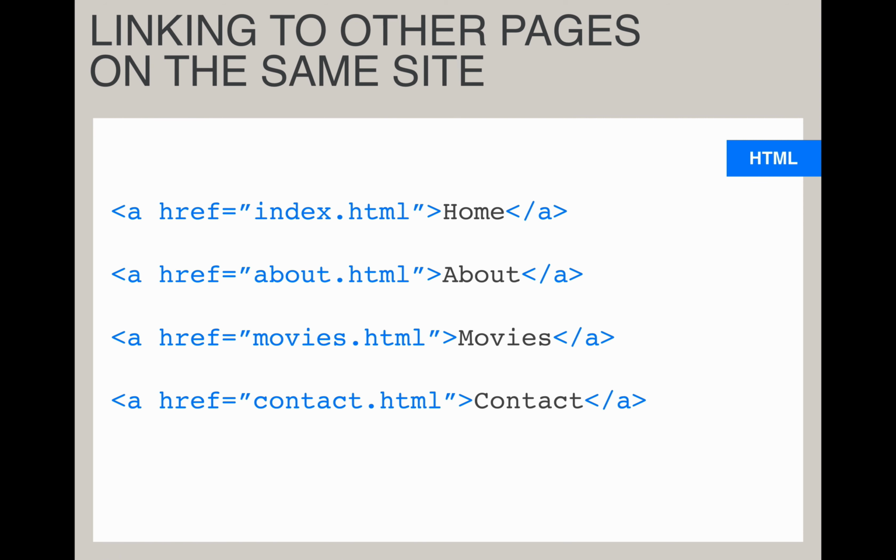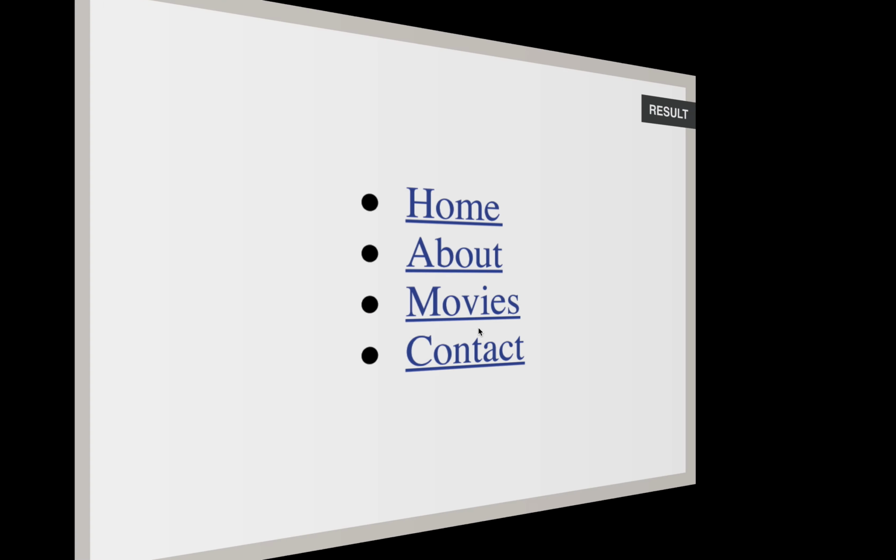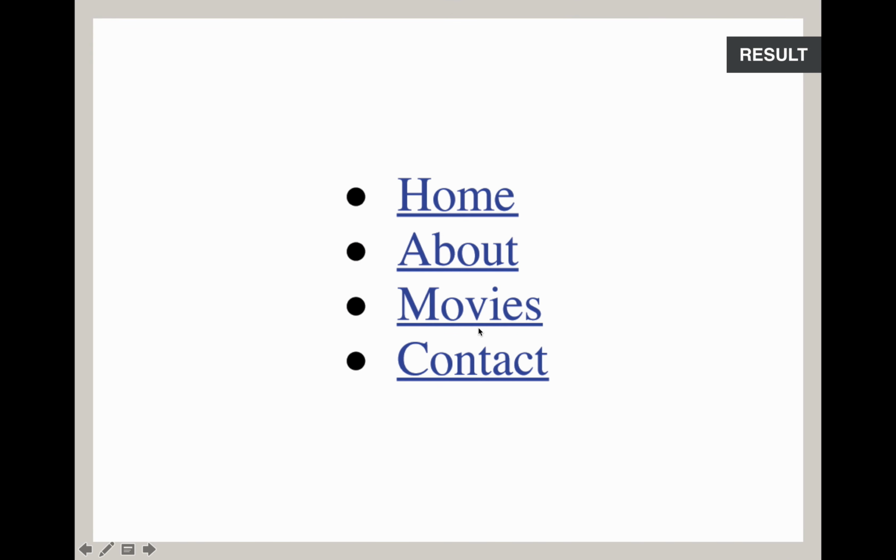You can also link to other pages in the same site. So you're going to have multiple pages in your project, and if they're in the same folder, your links could look something like this. So you'll just have the name of the file and then the clickable text that the user will click on, which will give you a visible result that might look like this if you nested it in an unordered list.